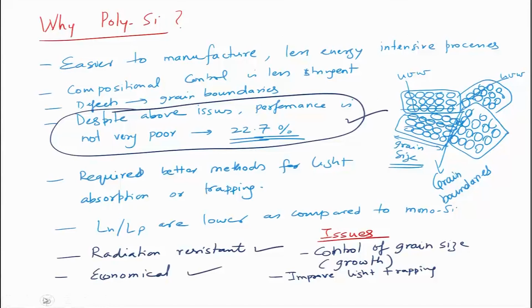In polycrystalline you have multiple grains of multiple orientations. So only etching will not work. So you need to do some other things. Chemical etching doesn't work. You may also do some physical methods to improve the light texturing. So texturing of the surface.